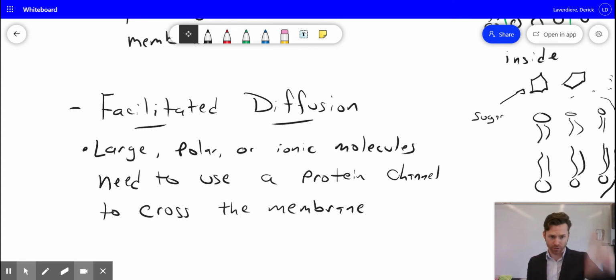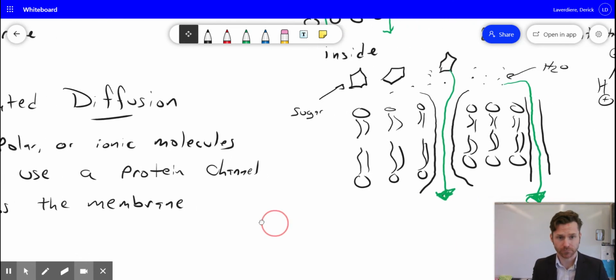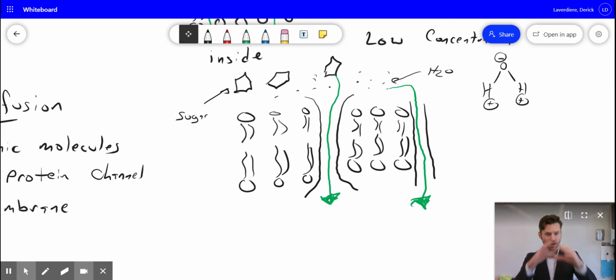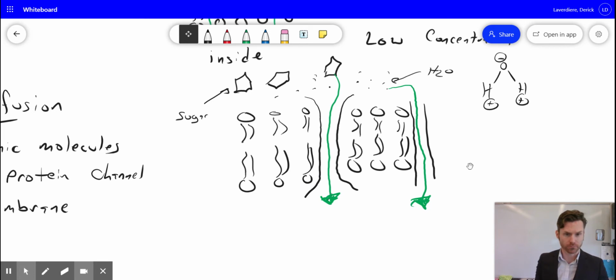Those things also cannot just go straight across the membrane. So if I have a large molecule, a polar molecule, or an ionic molecule, they need help getting across the membrane. They can't go through the gaps. And what's going to help them make it across the membrane are protein channels. So in the cell membrane, there are embedded proteins, and they have a tube hole in them so molecules can go through. They pass across the entire membrane, they connect the outside and the inside.